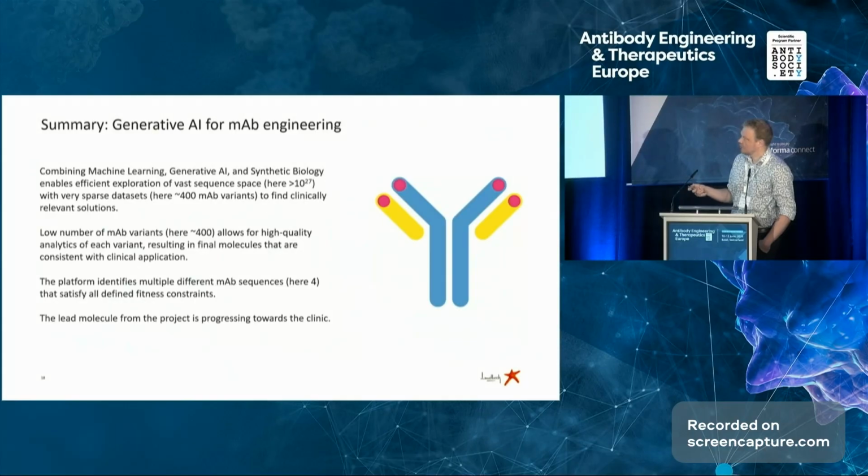So in summary, machine learning and generative AI, machine learning informed by design of experiments, is a really strong tool to actually screen a vast sequence space with very few candidates, in fact, expressed. Here in this project, we screened the combinatorial sequence space of 10 to the 27th, characterizing only 400 monoclonal antibodies in the process.